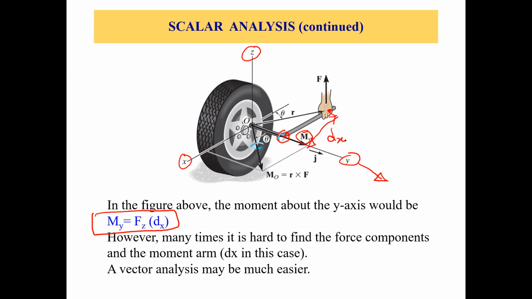So that's why you write M sub y equals F sub z times d sub x. But again, many times it is hard to find the force components and the moment arm, let's say dx in this case, this guy. We cannot find dx, right? So that's why we use vector analysis.